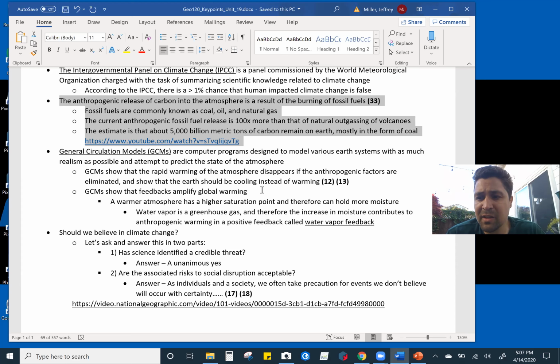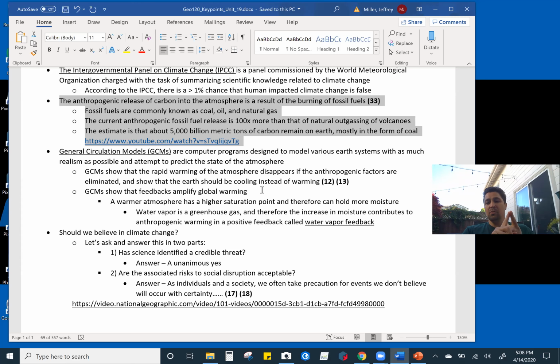Okay, carbon, we mentioned carbon dioxide and methane. So carbon into the atmosphere is a result of burning, big word here, fossil fuels. The release of carbon, this carbon dioxide going into the atmosphere and staying in the atmosphere. The way that that carbon gets released into the atmosphere is by human beings burning what's known as fossil fuels.